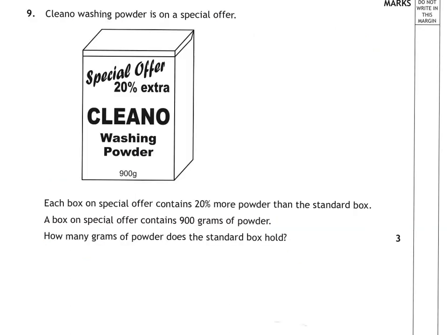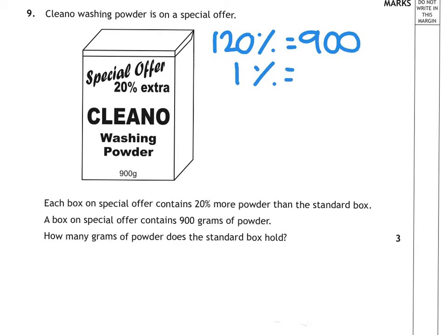Okay, this question's actually been seen in one of the earlier papers if you've already done it. So we've added 20% to this box. So this box is now the equivalent of 120% of the original. We need to get 1% and then we need to get 100%. Now to get 1%, you divide that by 120. I'm going to come down and do this wee sum here with you, right? I can cancel out the zeros, right?